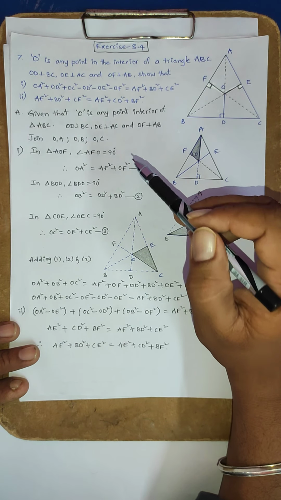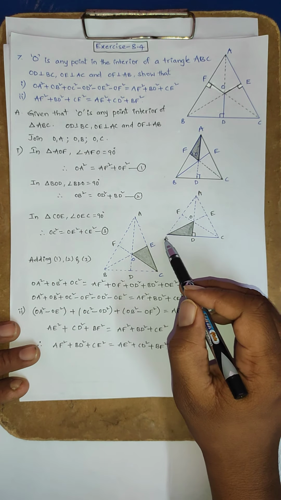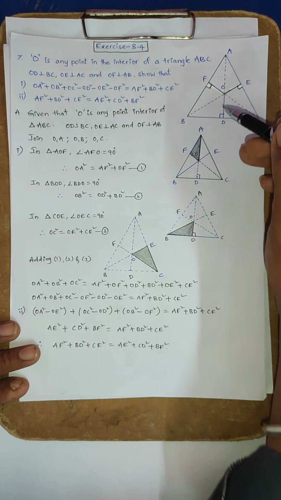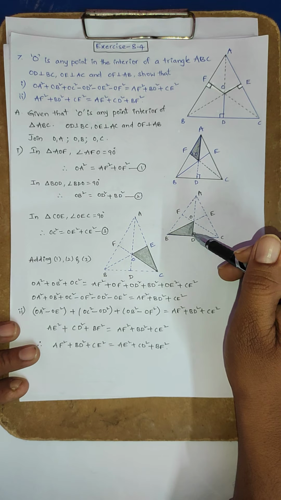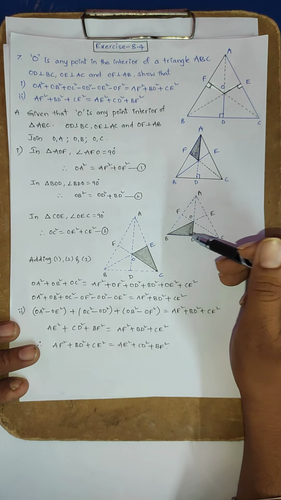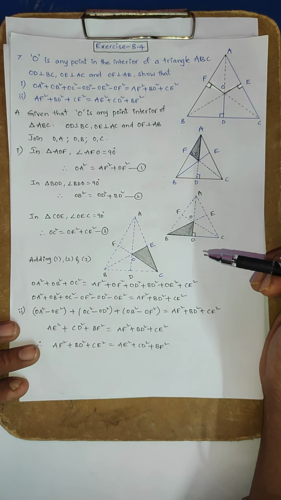First equation. In the same way, in triangle BOD, first we took this one, now next this one. In triangle BOD at point D, right angle, then OB square is equal to OD square plus BD square. This is the second equation.